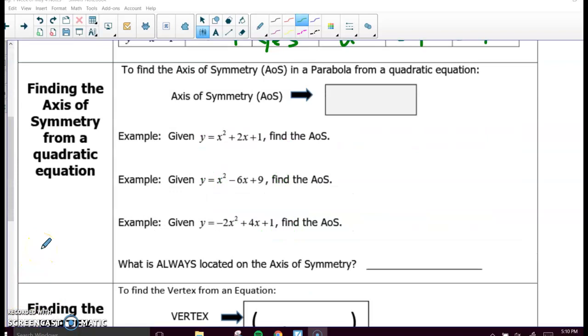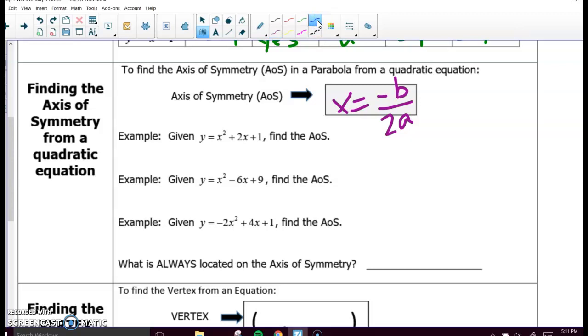We talked about if you are looking at a graph, you are able to easily see the vertex and the equation for the axis of symmetry as long as you had a coordinate plane there. So let's learn how to do this without graphing. To find the axis of symmetry in a parabola from a quadratic equation, we are going to use an equation. Our axis of symmetry always begins x equals the opposite of b over 2a. So we need to know our b value and our a value in order to find this.